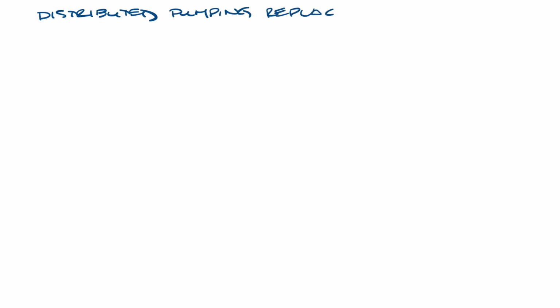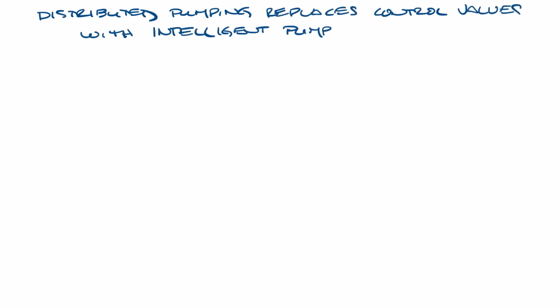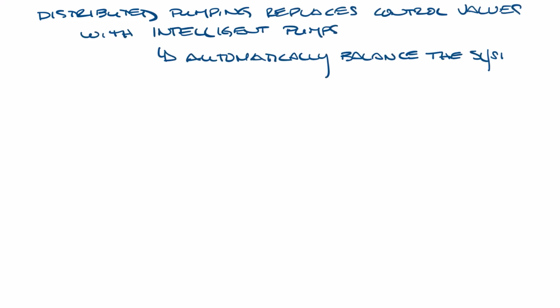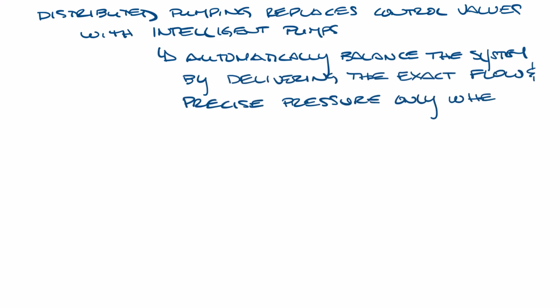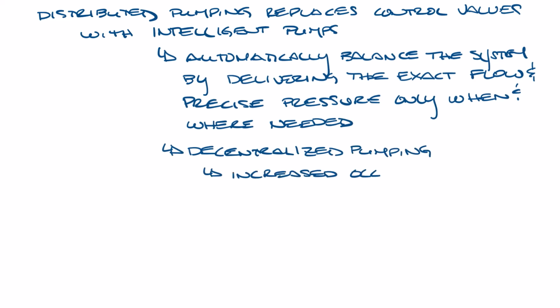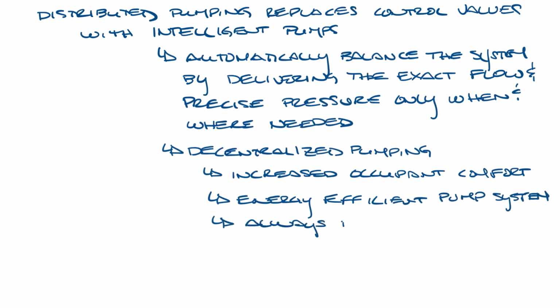Let's move this over. Distributed pumping replaces these control valves with intelligent pumps. These smart pumps automatically balance the system by delivering the exact flow and precise pressure only when and where it's needed. With this decentralized pumping, you get increased occupant comfort and an energy-efficient pump system that is always balanced. So let's move this up and let me draw this.